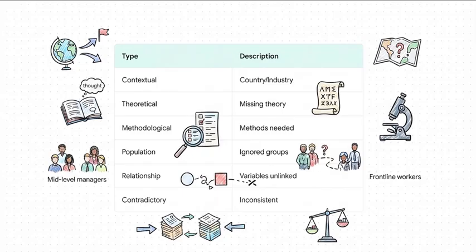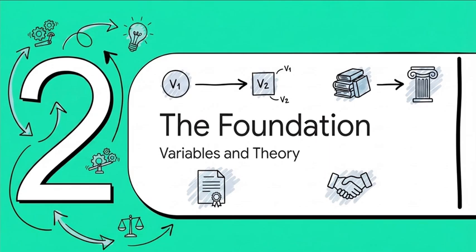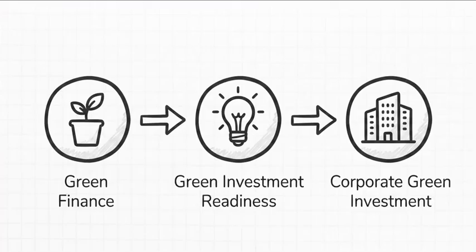Finding just one of these in the recent literature gives you the ultimate green light. Which brings us to phase 3, the foundation. This is all about connecting your variables in theory. Now it's time to take that specific gap you found and start connecting your variables. To build out your conceptual model, you really just need to ask a few basic things.